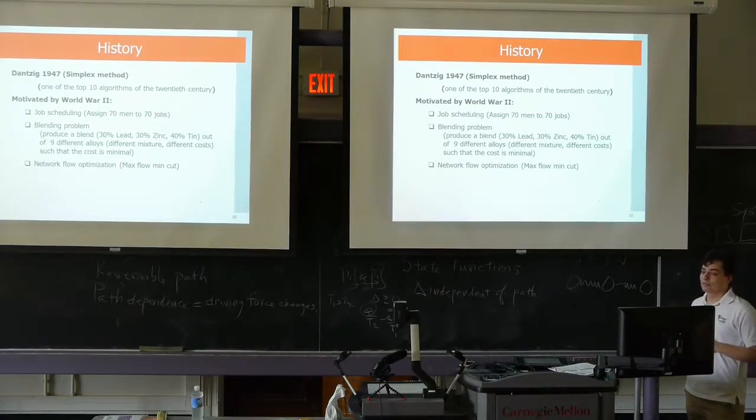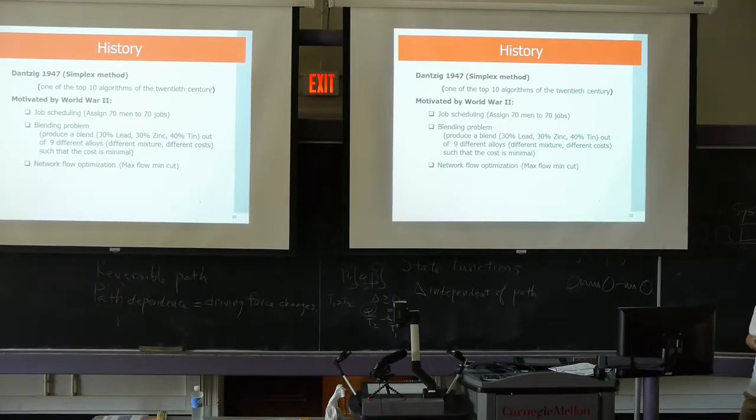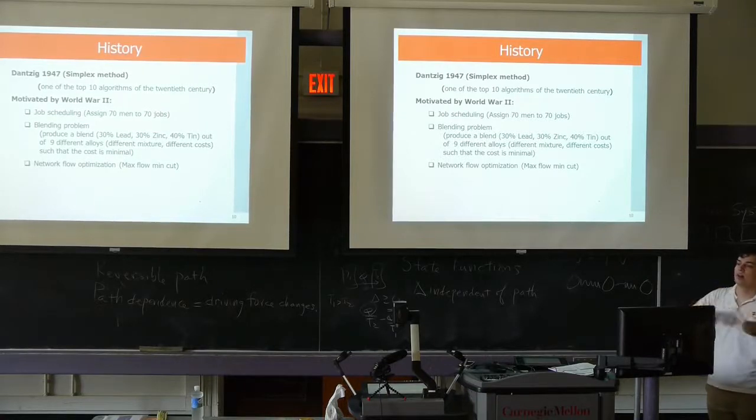The theory of linear programs was motivated by problems in World War II. There were problems like job scheduling. For example, you wanted to assign 70 men to 70 jobs, where we had constraints that each job has to be done by someone. There might be some ordering between the jobs and so on.